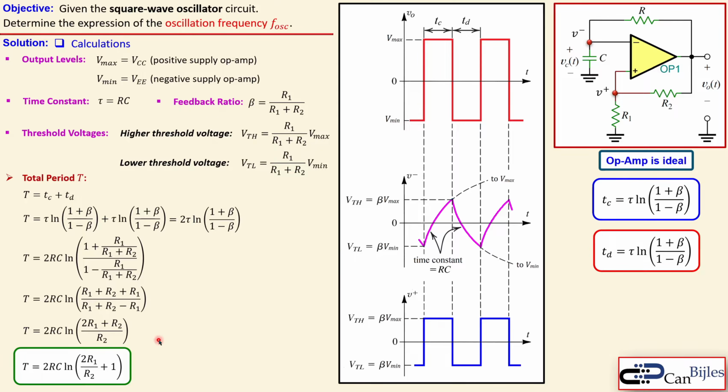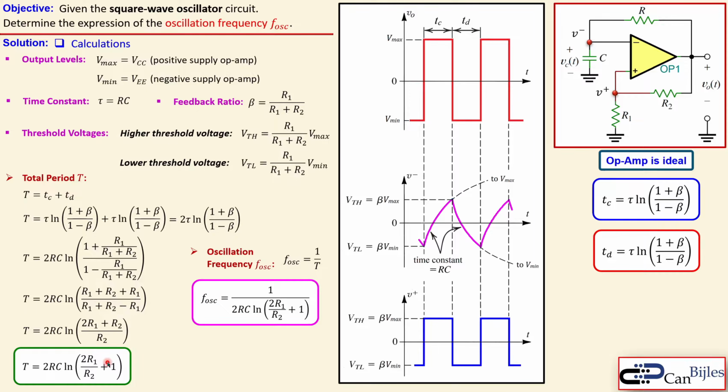You see here now the expression for the oscillation period, given by 2 times RC times the ln of 2 times R1 over R2 plus 1. So the oscillation frequency, which is then 1 over this oscillation period, is given by 1 over the expression here.